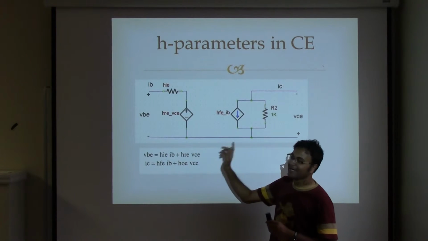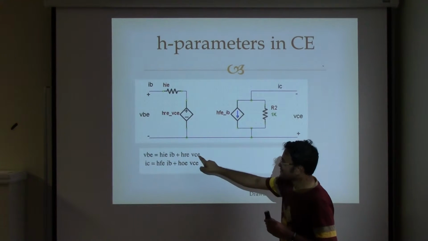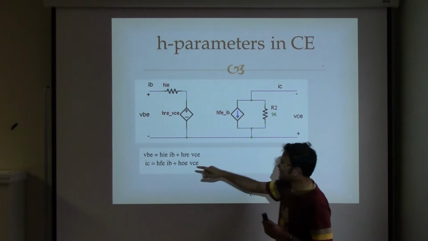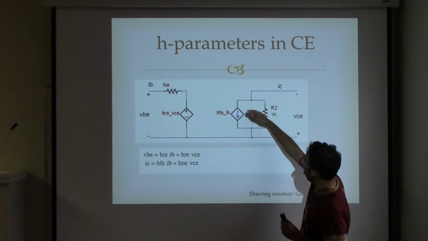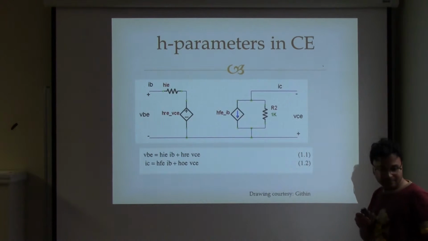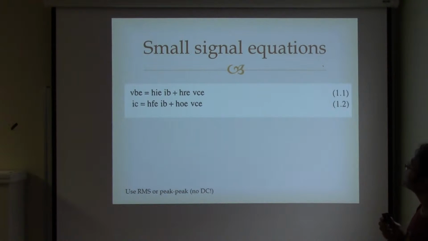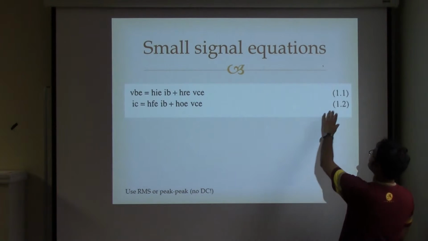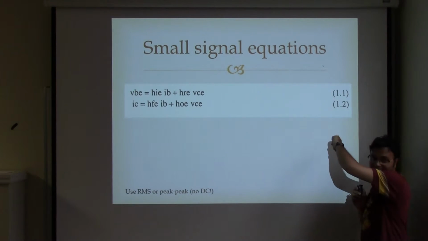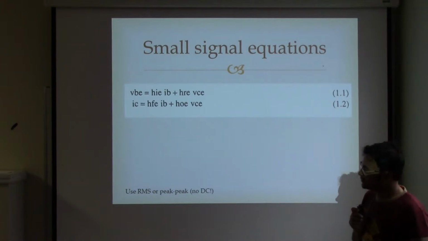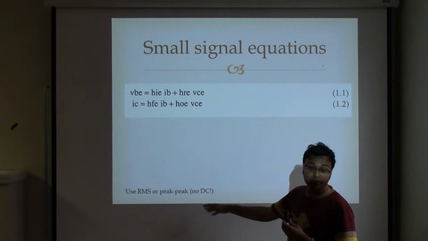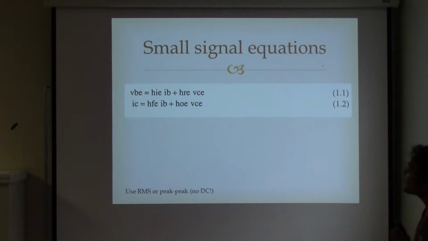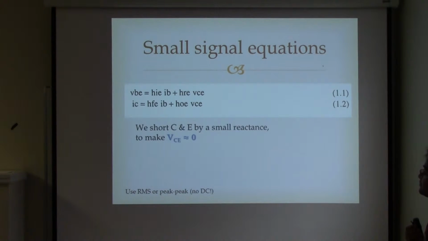And okay, I remember, it's KVL and KCL. So that's the KVL, and this is the KCL. If you have the IC, it breaks down into two parts, here and here. So here are the small signal equations, and these are the reference numbers, just from the lab manual. We are using RMS or peak to peak, so there is no DC part here because we are talking about small signal all the time.